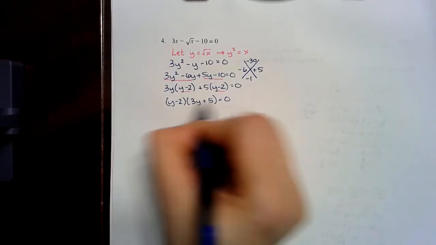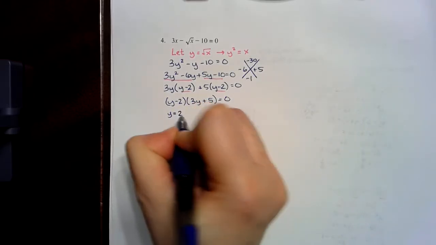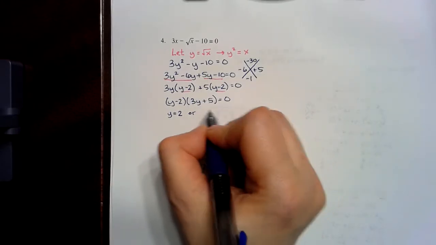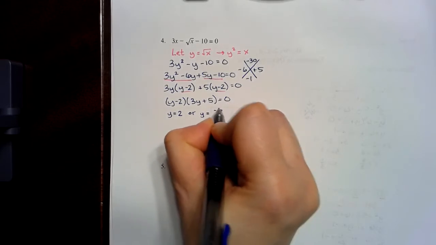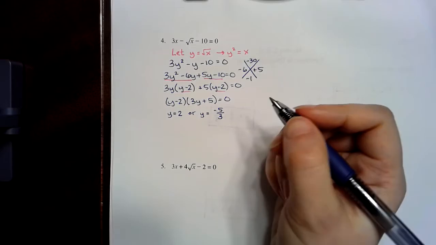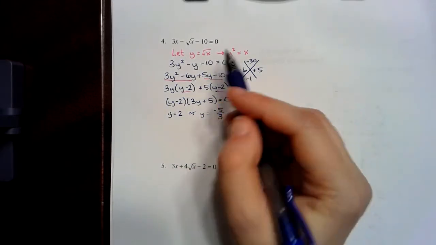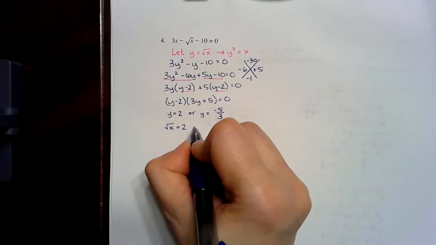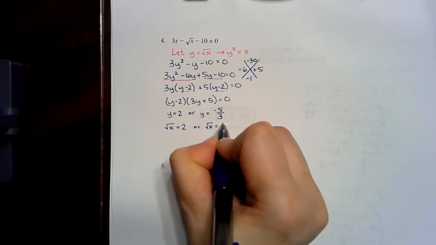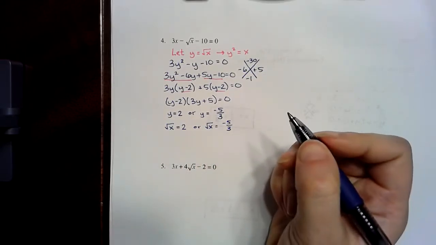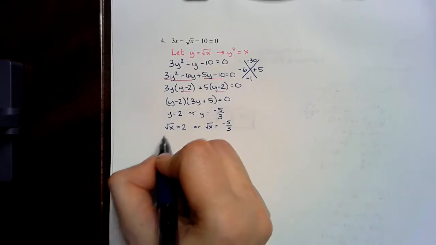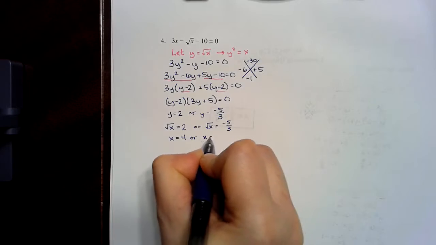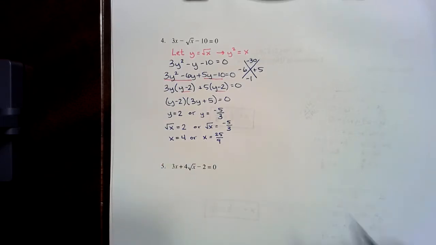So if y minus 2 is 0, then y equals 2. If 3y plus 5 equals 0, then y is negative 5 over 3. Again, we weren't looking for y, we're looking for x. So I get that root x is 2, or root x is negative 5/3. So, squaring both sides, I get that x is 4, or x is 25/9.